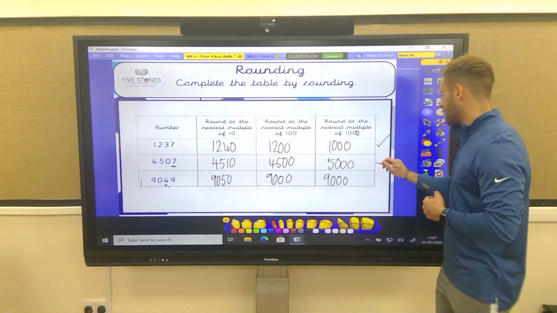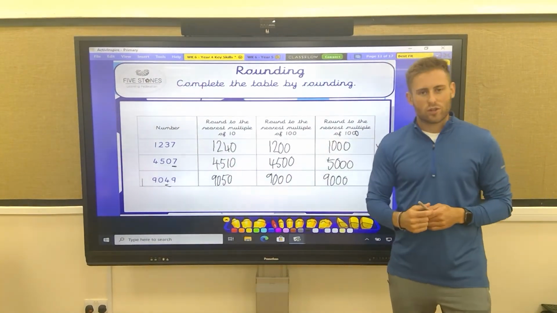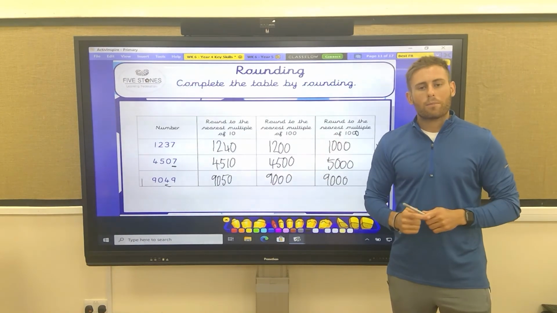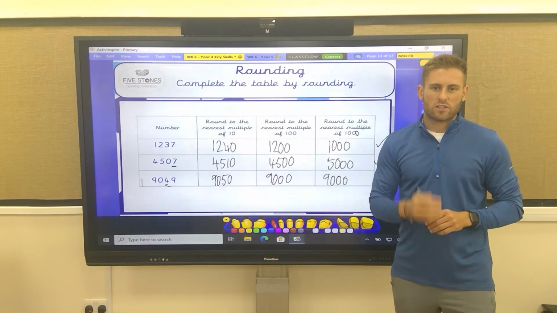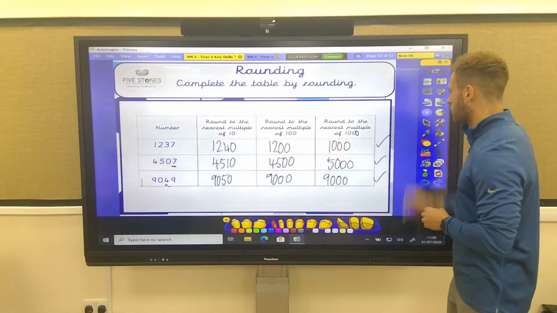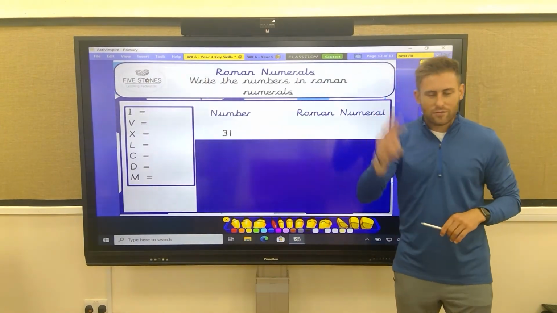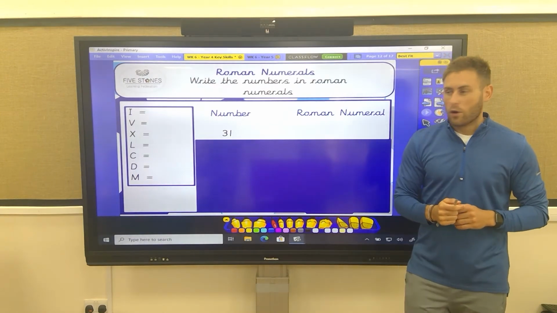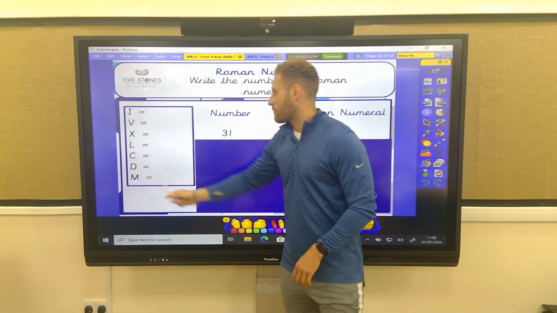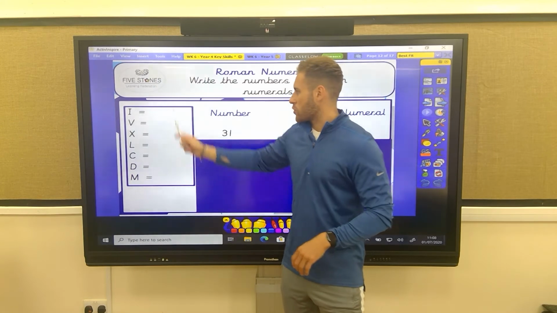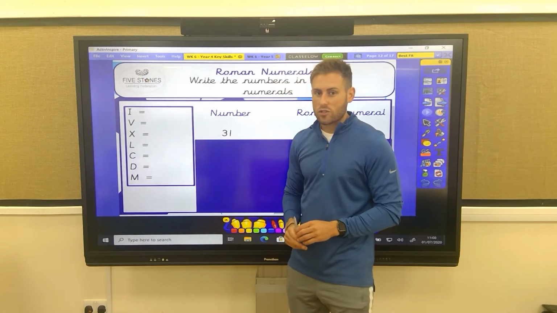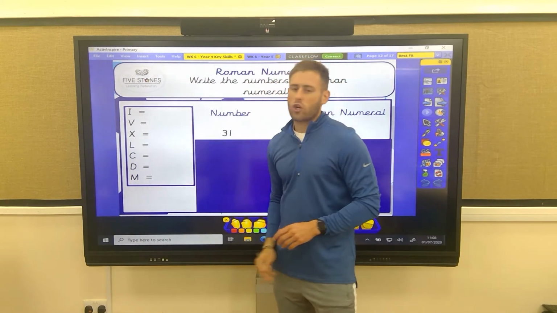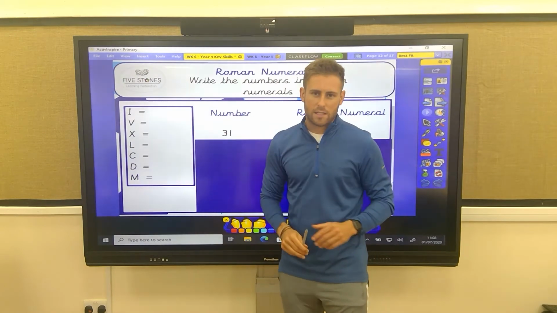So again, give yourself a tick if you manage to solve those correctly. Go back and check if you've made any errors to correct them. Really good work. Our third activity today is Roman numerals. So before I get started, I want you to pause the screen and see if you can finish my key for me. These are different representations of numbers and I need you to complete this key before we get started. Off you go.